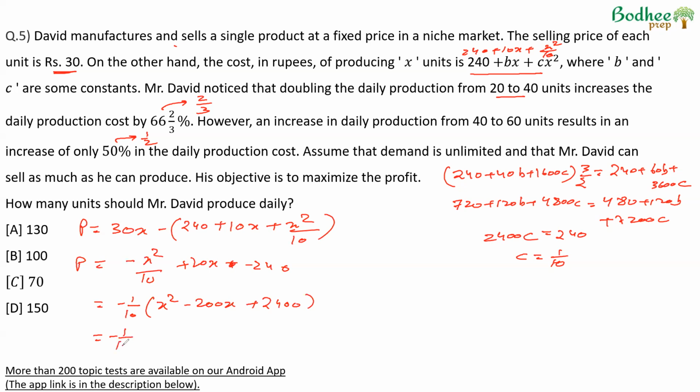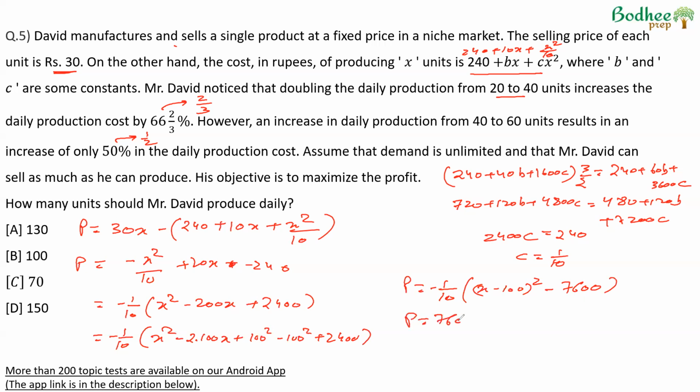This is minus 1 by 10 into x square minus 2 into 100x plus 100 square minus 100 square plus 2400. Therefore, profit becomes minus 1 by 10 into x minus 100 squared, minus 10,000 plus 2400, which is minus 7600. And therefore, P is nothing but 7600 minus x minus 100 square upon 10.